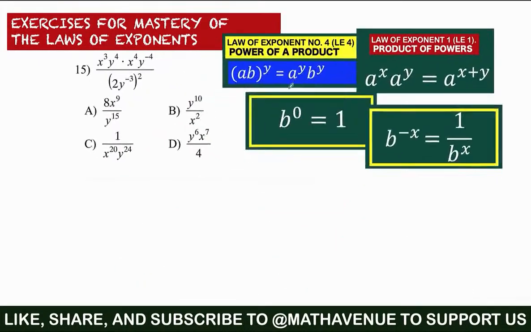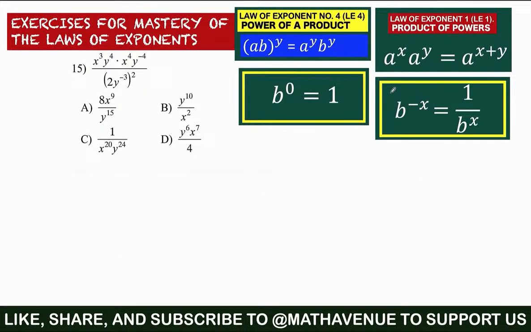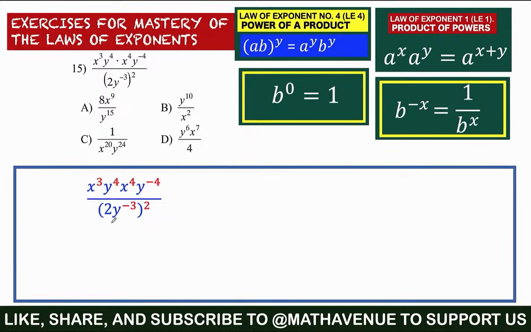Here are the laws of exponents that we are going to apply. There are 4 of them. Let's copy the problem. Now notice that this denominator is law of exponent number 4. So we can apply it to look like this. Notice also that x and x are the same variables. Y and y are also the same variables. So that is an application of law of exponent number 1, which is this. Then the rest is simplification.